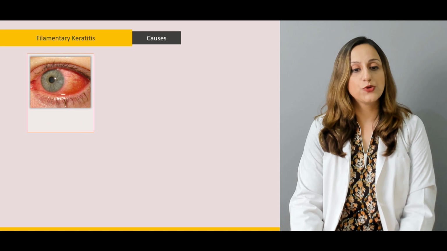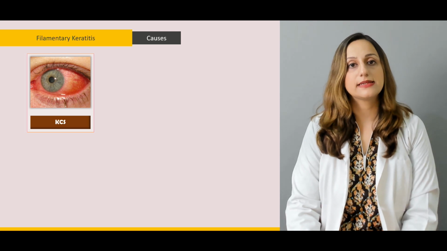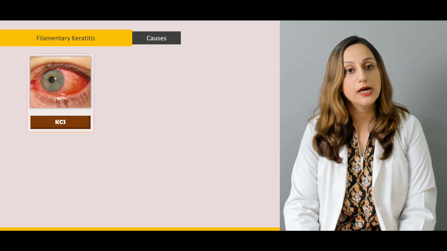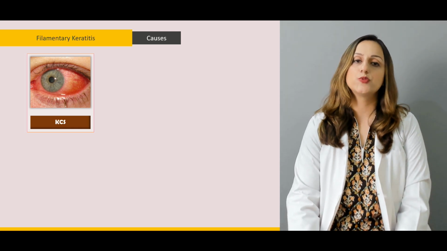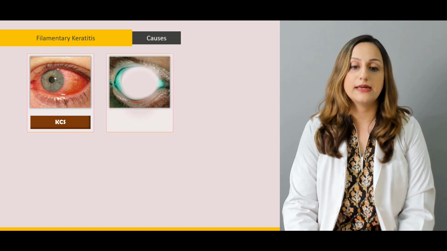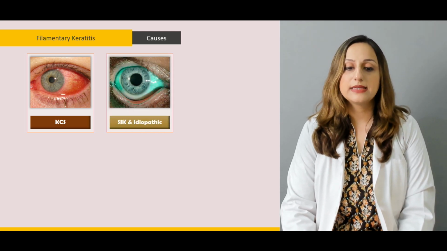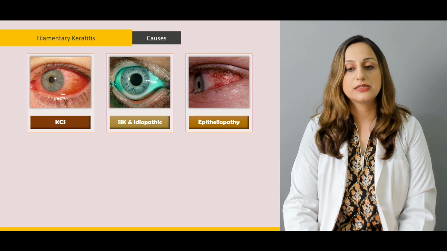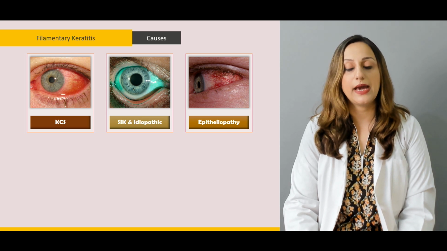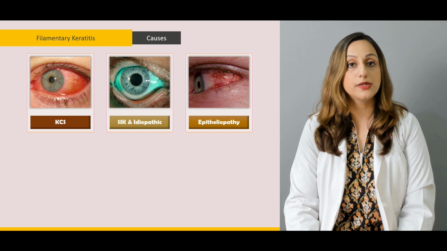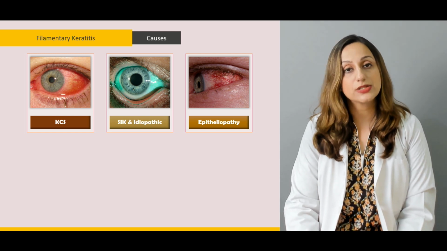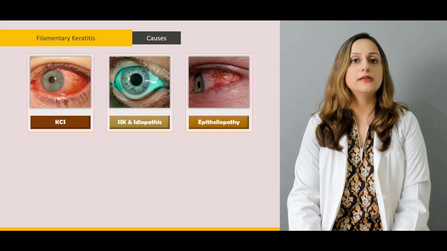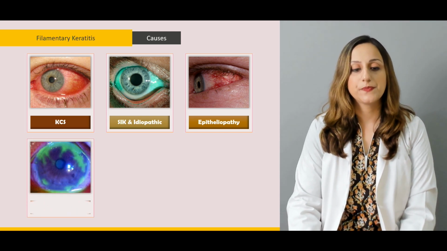The causative factors would be KCS, the keratoconjunctivitis sicca, also known as dry eye syndrome. It is one of the predisposing factors towards the development of filamentary keratitis. As well as it can be of idiopathic origin, and then we have the development of this kind of keratitis due to epitheliopathy. It can be the epithelium at any level. The epithelium of the conjunctiva is sometimes involved, or even the epithelium of the cornea.